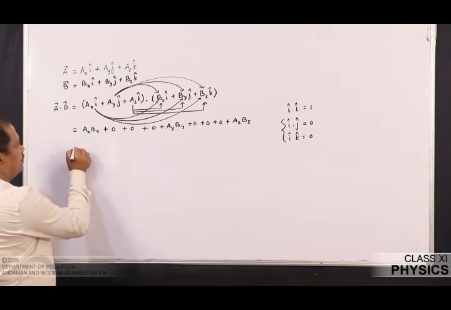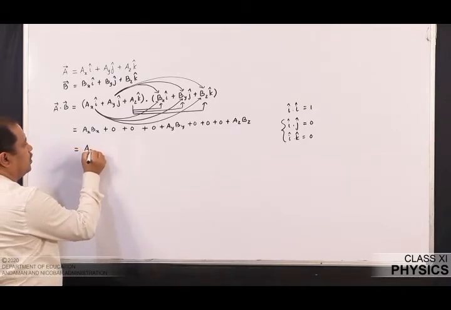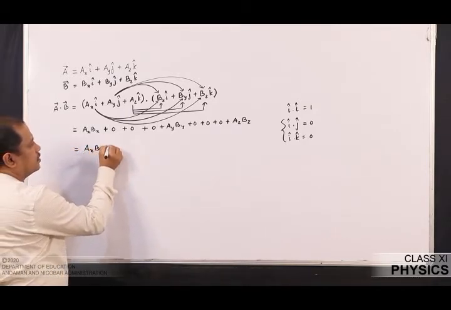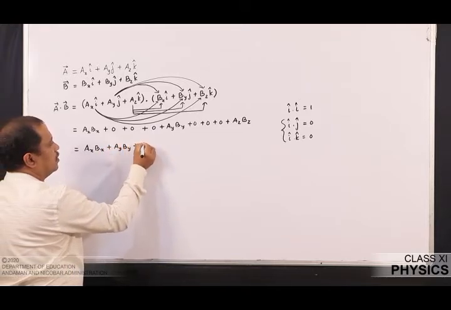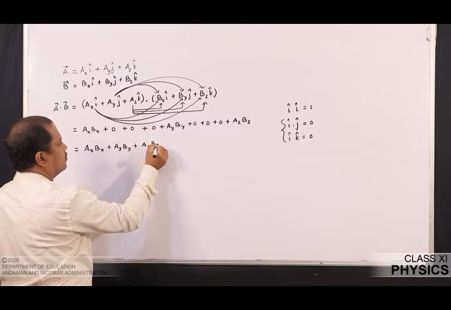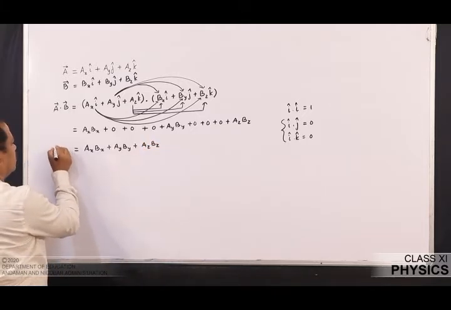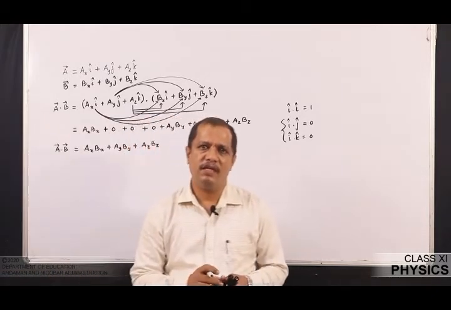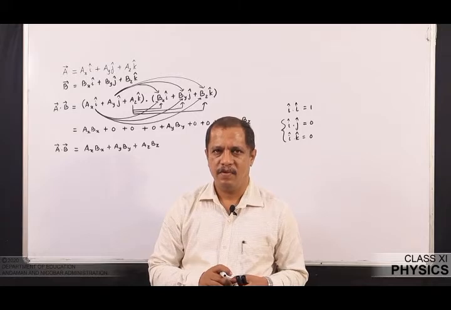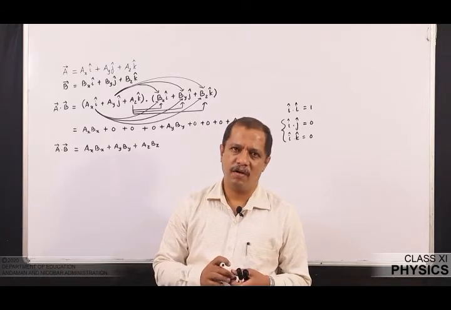Or if I further see this expression, I am going to have ax bx plus ay by plus az bz. So this is what I get from a dot b. I want to check whether a dot b is equal to b dot a. So next I will be checking for b dot a.